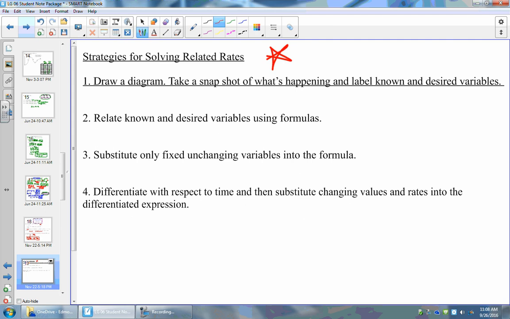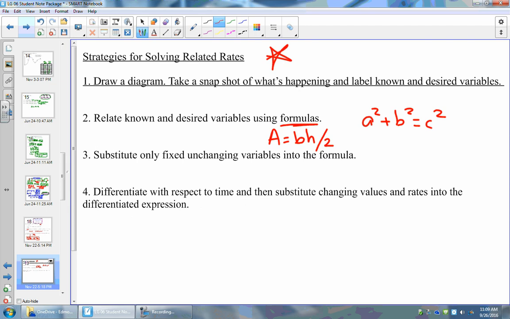Number 2, relate known and desired variables using formulas. When I say formulas, I literally mean a is equal to base times height divided by 2 for a triangle, or a squared plus b squared equals c squared. All of those formulas that you learned back in the day, those are coming back out. You're going to be using them again.